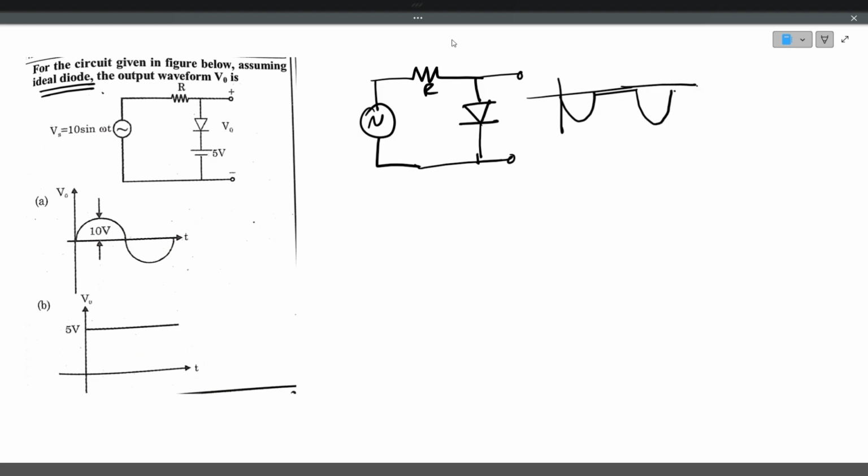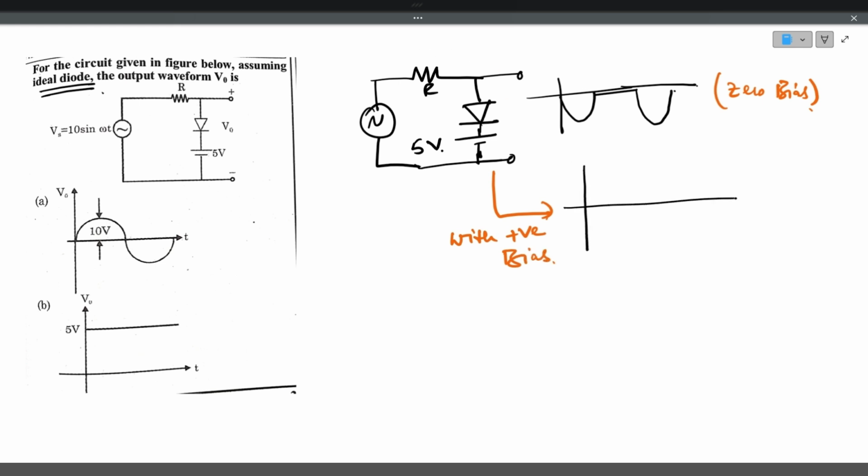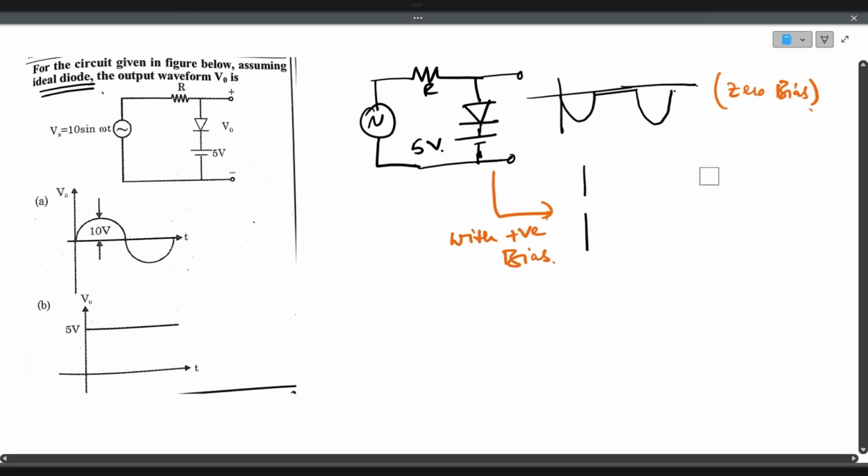Okay, this is with zero bias. Zero bias in the sense there is no voltage applied here as a bias voltage. If you apply a bias voltage, now here a bias voltage of plus 5 volts is applied. With the positive bias, what happens? See carefully, observe this carefully.